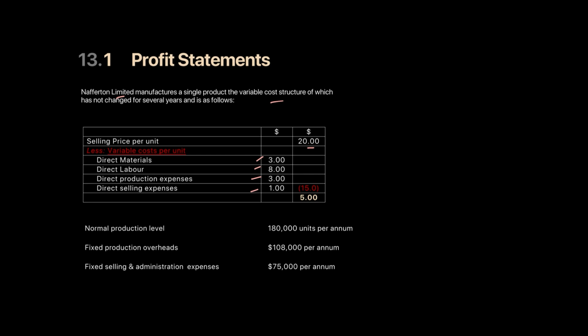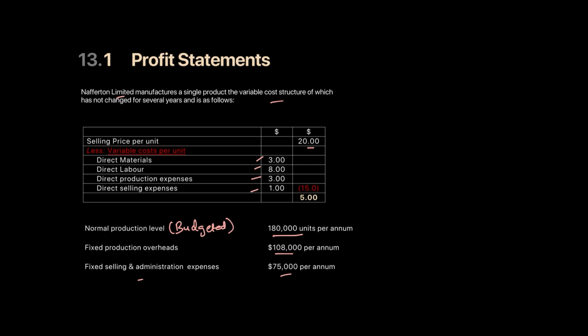Alright, so the normal production level, normal means that's the budgeted production level, is 180,000 units. They expect to make this much. Fixed production overhead or fixed manufacturing cost is 108,000 and fixed selling cost and admin cost is 75,000.